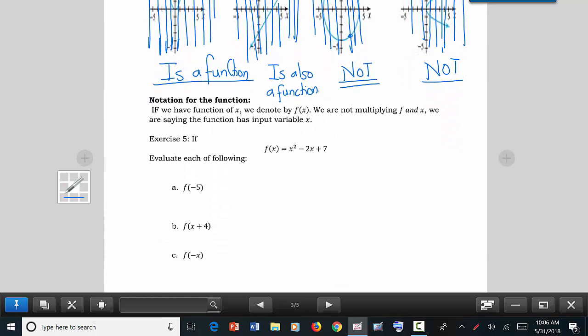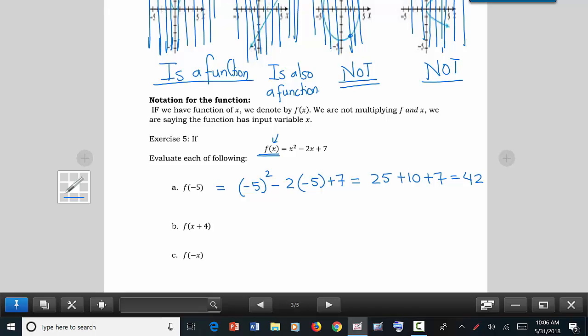Now here in exercise number 5, a function is given, f of x, meaning if the input is x, the output is x squared minus 2x plus 7. So f of negative 5, that means we replace x by negative 5. Negative 5 squared minus 2 times negative 5 plus 7. This equals 25, negative times negative is positive, plus 10 plus 7, so it is 42. That's how we find the output.